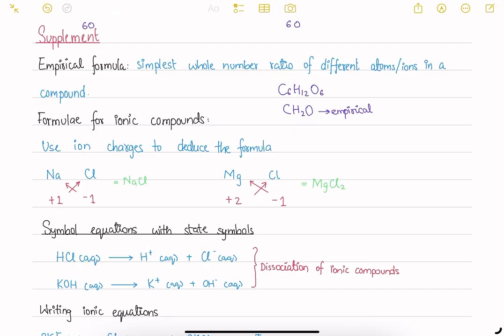And now we have Mg as +2, and for Cl we have -1. Again, we do the crisscross method. So Mg gets 1 and Cl is 2. So MgCl2.